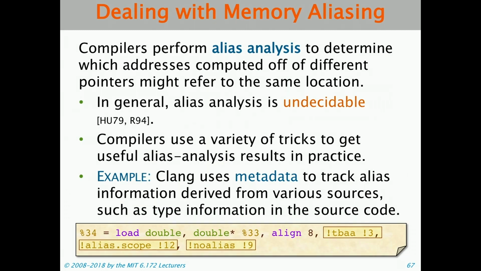Compilers try to deal with this statically using an analysis technique called alias analysis. They try very hard to figure out when these pointers are going to alias, or when they are guaranteed to not alias. Now, in general, it turns out that alias analysis isn't just hard, it's undecidable. If only it were hard, maybe we'd have some hope. But compilers in practice are faced with this undecidable question, and they try a variety of tricks to get useful alias analysis results. For example, based on information in the source code, the compiler might annotate instructions with various metadata to track this aliasing information. For example, TBAA is aliasing information based on types. There's some scoping information for aliasing. There's some information that says it's guaranteed not to alias with this other operation, all kinds of metadata.